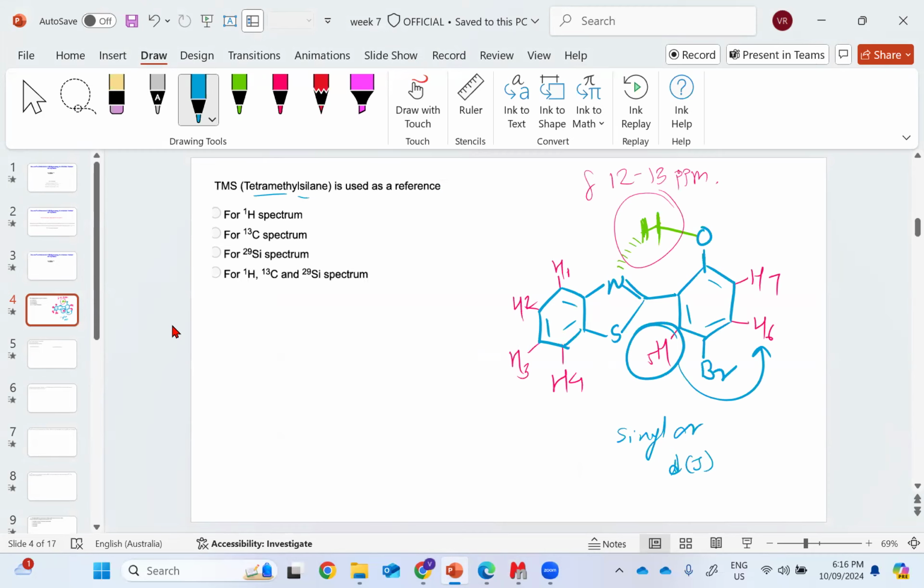Sir, why is the peak of CHCl3 splitting into a triplet? The question is why?